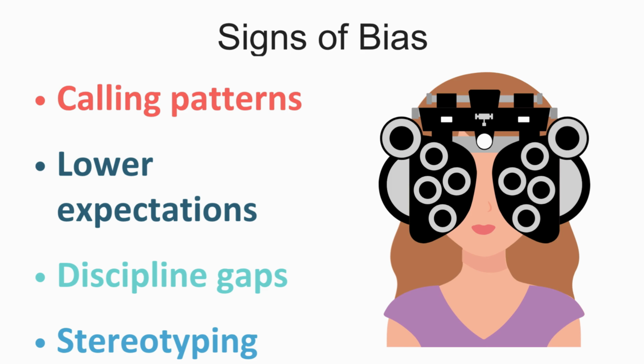So what are some signs? Calling patterns. Do you call on the same kids over and over, not just because they know the answer, but because you like them more? Lower expectations. Am I looking at certain kids and saying, well, I don't expect much from them anyway? Discipline gaps. For the same disruptive behaviors, am I giving out different consequences simply because I like some students more than others? This is a common one, because the straight A student who does something wrong is likely to receive a lighter punishment for the same behaviors. You can start there. And then stereotyping. These are signs of biases.